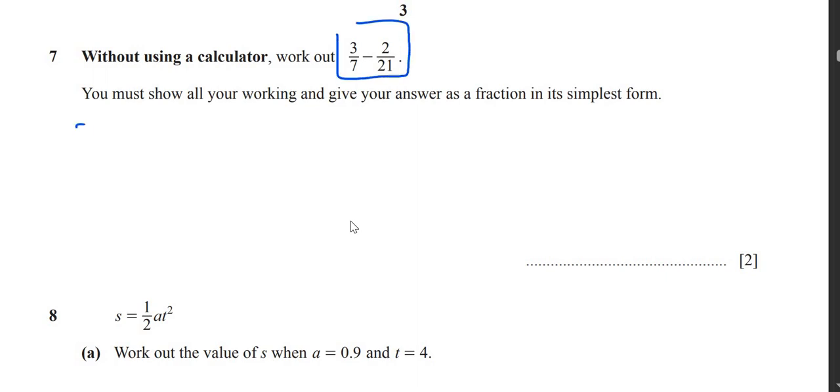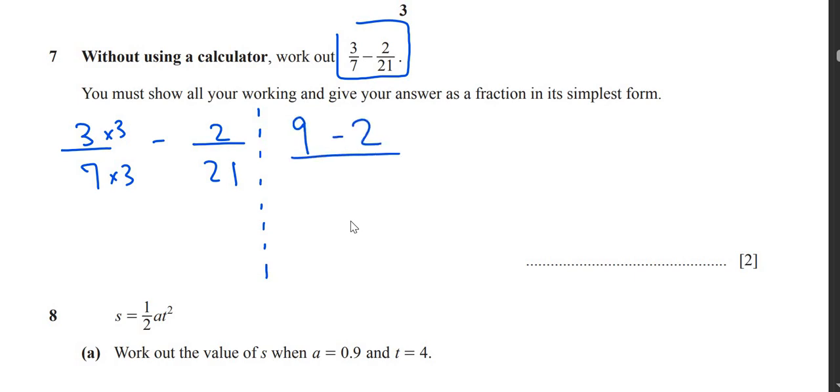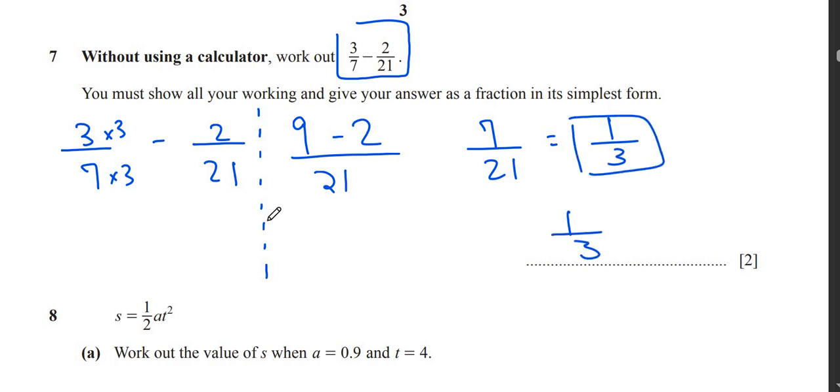Now it says without using a calculator, work out this. So it's very simple. You will write 3 upon 7 minus 2 upon 21. Look, make this 7 into 21 as well. So you will just multiply this with 3, multiply this with 3 as well. So 3 threes are 9 minus 2 upon 21, because 7 threes are 21. Alright, so this becomes 9 minus 2 is 7, 7 upon 21. Simplify, 7 ones are 7, 7 threes are 21. So your answer is 1 upon 3.